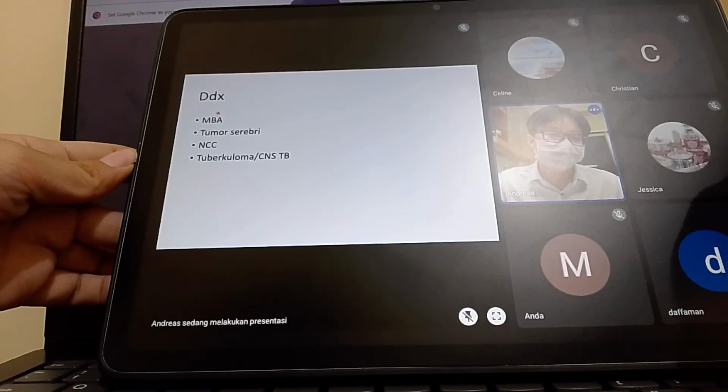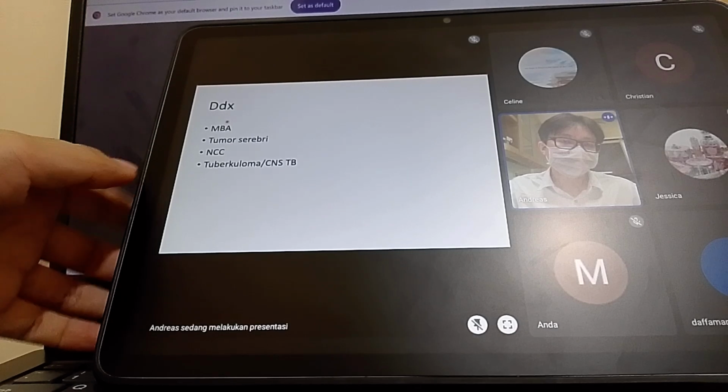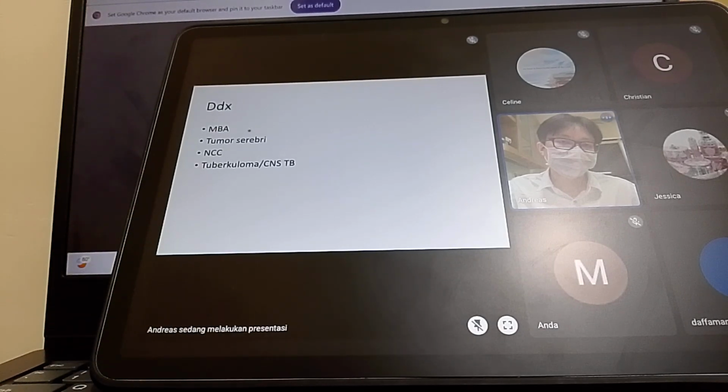So these are the differential diagnoses. We can expect, or at least suspect, acute bacterial meningitis, brain tumor, neurocysticercosis, sarcoidosis, or TB. We will explain this later after this.